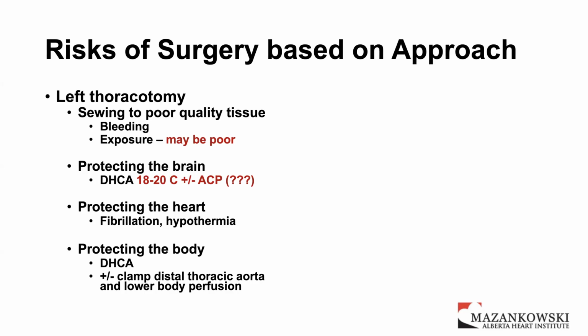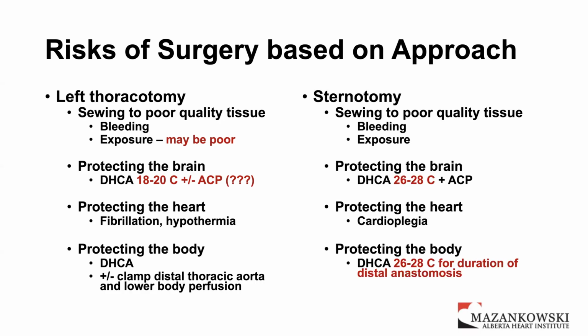Hypothermic circulatory arrest, deep hypothermic circulatory arrest, plus or minus ACP. You often can't get into the left common carotid artery, so it's true circ arrest, no ACP. The heart is fibrillating. It's hypothermic. It's safe. And the body, if you can clamp the lower distal thoracic aorta and perfuse the lower body, you may have some perfusion, but often it's done with circ arrest.